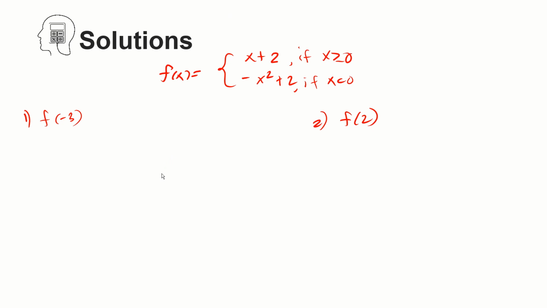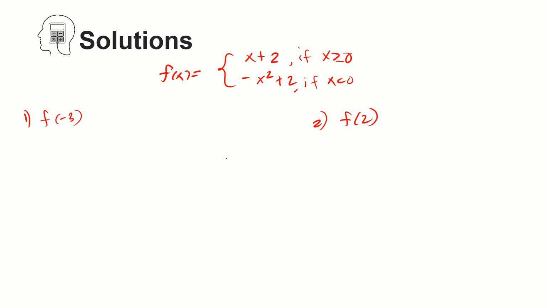Okay, so let's answer number 1 and number 2. Our given function is f of x is equal to x plus 2 if x is greater than or equal to 0, and then f of x is equal to negative x squared plus 2 if x is less than 0.